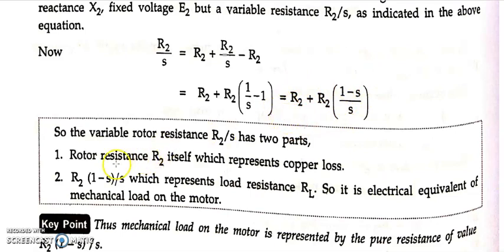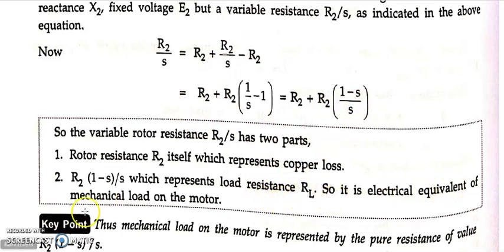The first part is R2, the rotor resistance itself, which represents the copper loss. Whatever copper loss is occurring, it is because of this. The second one is R2 into bracket 1 minus S by S. It is called the load resistance. We are finding here a virtual load resistance. Before, we were shorted, right? So in order to show the virtual load resistance, we are doing all these things. So R2 into bracket 1 minus S by S represents the virtual load resistance.